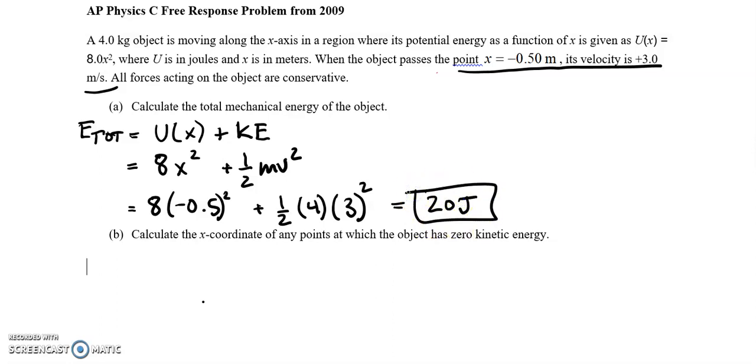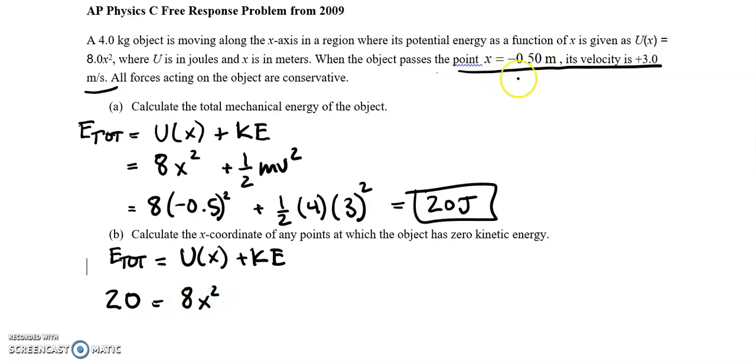Great. So now let's look at the last part. So the x-coordinate at any points at which the object has 0 kinetic energy. Okay, so we know the total energy is equal to the potential energy plus the kinetic energy. Okay, so we know our total energy is 20 joules from above. Total energy is going to be the same because there are no non-conservative forces in this problem. Potential energy, we know our function for that is 8x squared.